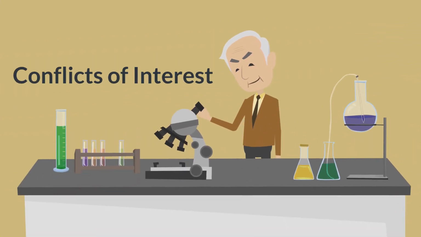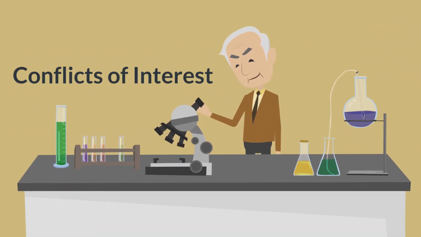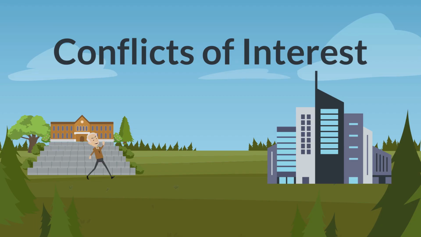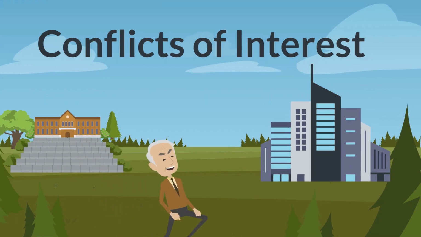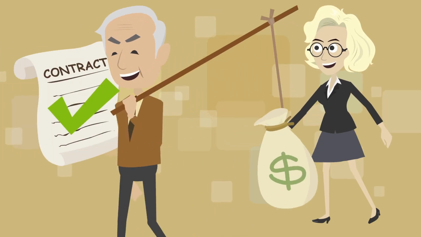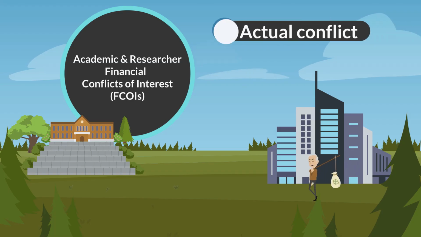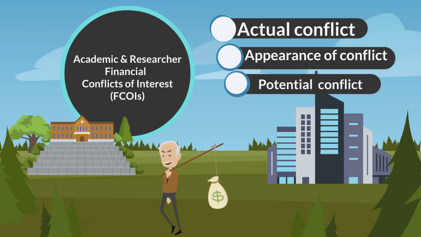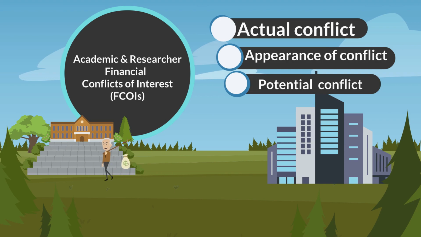Academic and researcher financial conflicts of interest are more complex than conflicts of commitment in that they predominantly relate to the nature or type of a professional relationship with an entity outside of the university. A conflict of interest exists when financial or personal considerations compromise, appear to compromise, or have the potential to compromise personal judgment in research and other academic activities.